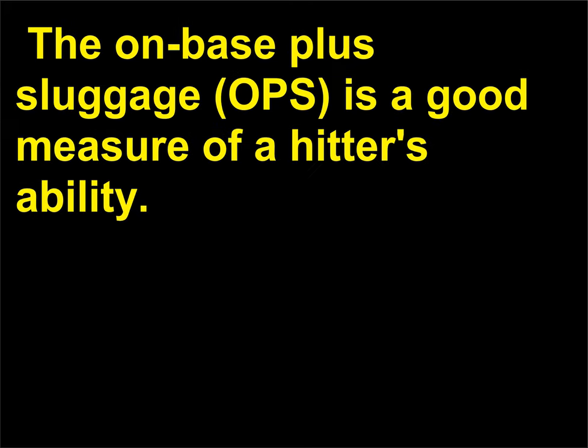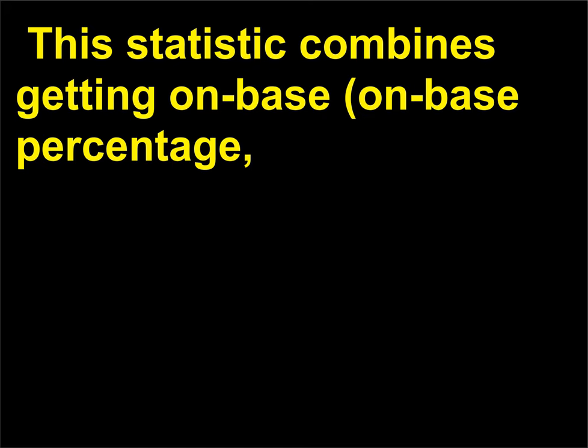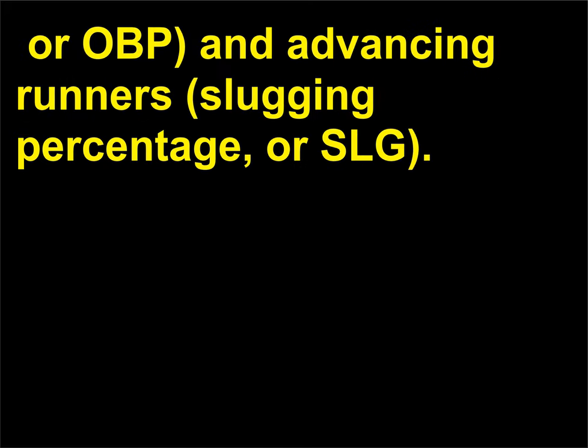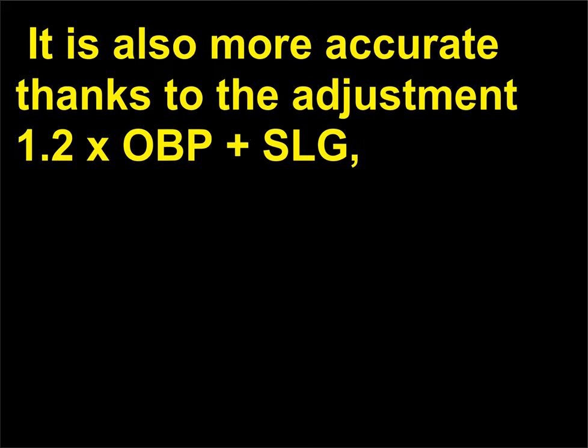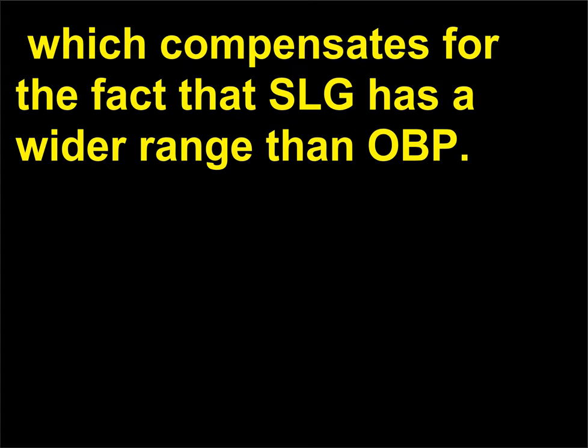The on-base plus slugging, OPS, is a good measure of a hitter's ability. This statistic combines getting on base, on-base percentage, or OBP, and advancing runners, slugging percentage, or SLG. It is also more accurate thanks to the adjustment 1.2 x OBP and SLG, which compensates for the fact that SLG has a wider range than OBP.